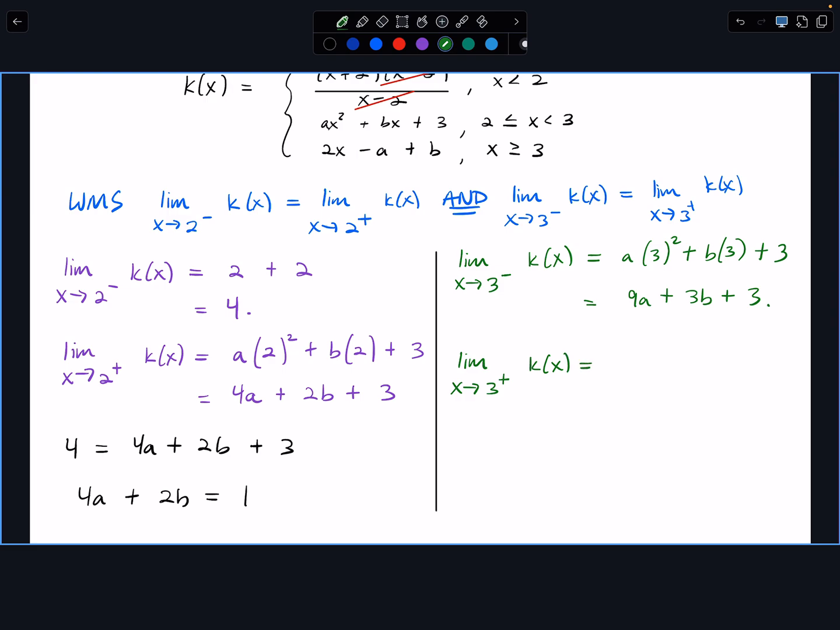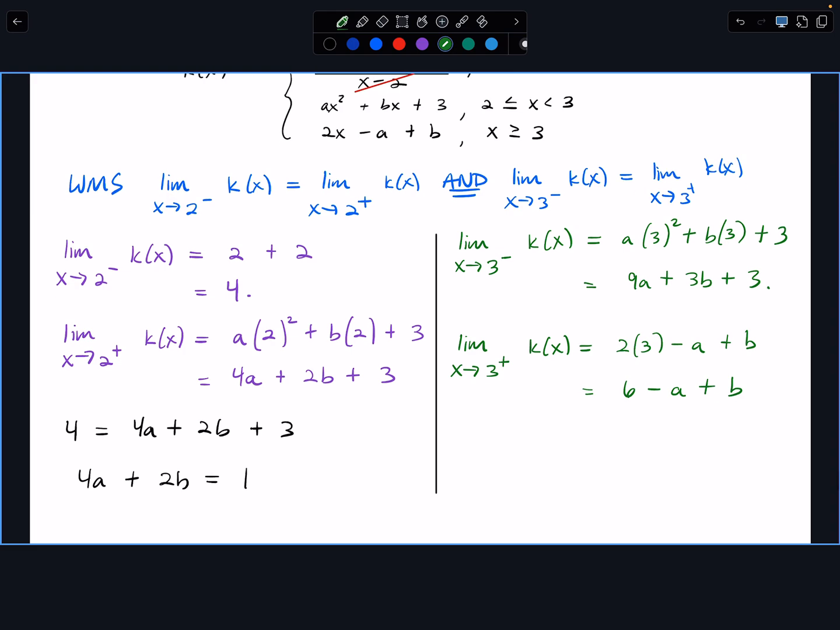From the right, I'm going to plug it into the bottom. So it's going to be 2 times 3 minus a plus b, which is just 6 minus a plus b. Okay, so now, if this is continuous, do you guys agree that the limits have to be the same? So even though I have weird expressions right now, we want to set those equal to each other. So I want 9a plus 3b plus 3 to be equal to 6 minus a plus b.